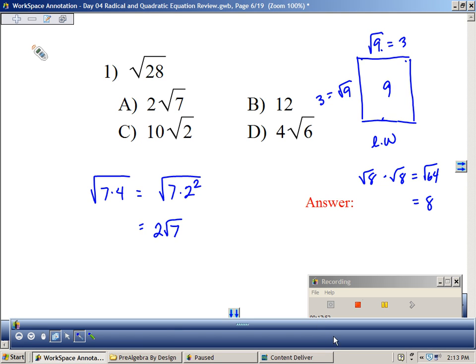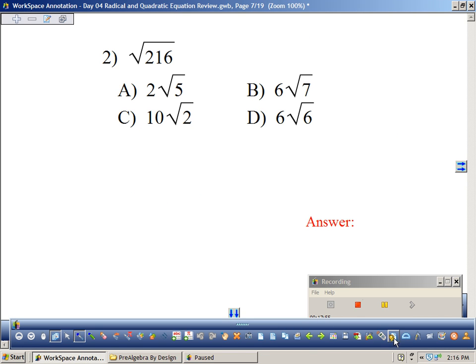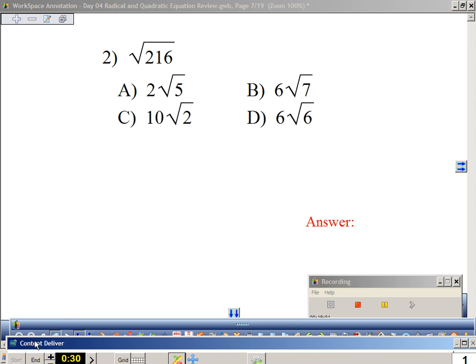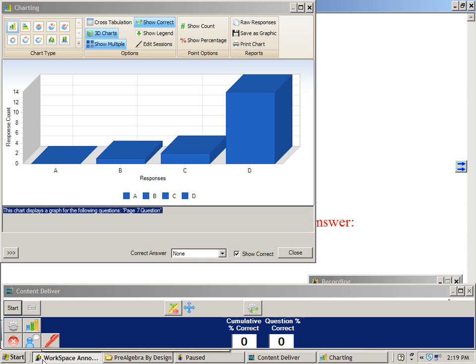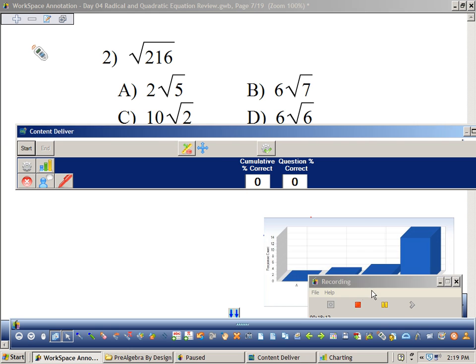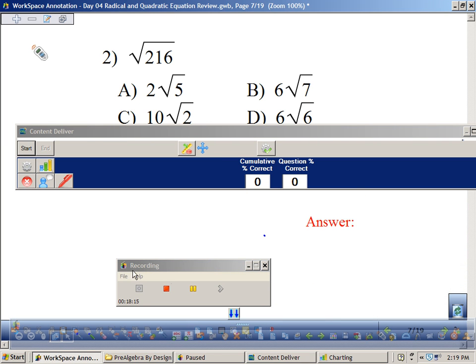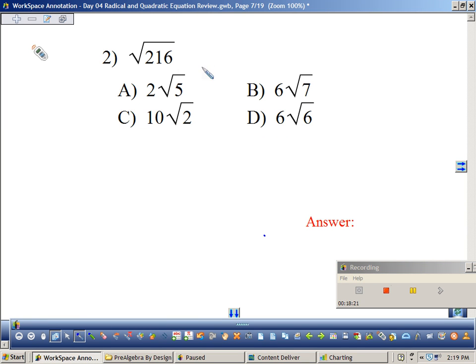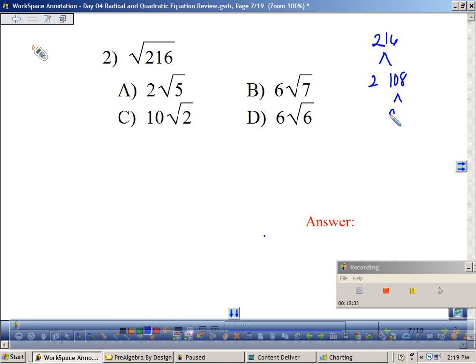Okay. Let's do another one. Try this one. Switch. Okay, guys. Let's see here. What are the factors in 216? 2 and 108. Which is?